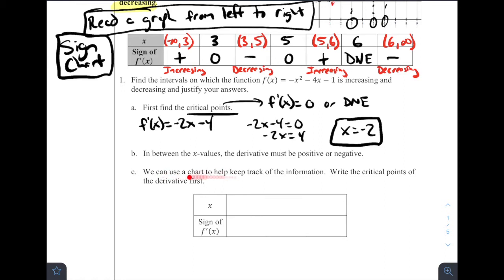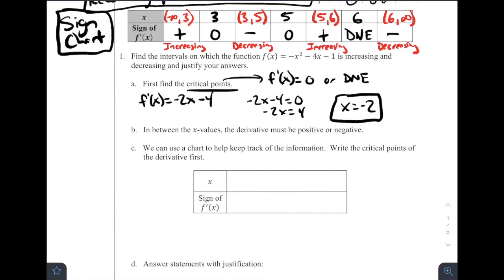So we can use a sign chart to help keep track of the information. We're going to write the critical points of the derivative first. So I'm going to draw my lines here. Negative 2 is the x value that we found, so that's going to go on our critical value. And we know that at x equals negative 2, the derivative is 0, right? That's how we found it, by taking the derivative and setting it equal to 0. So the derivative is 0 when x is equal to negative 2.